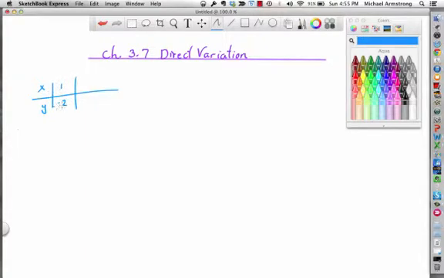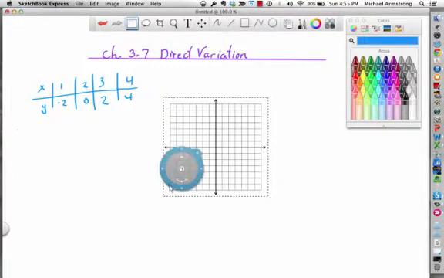When x is 1, y is negative 2. When x is 2, y is 0. When x is 3, y is 2. Notice how as our numbers are going up, these are getting larger. These numbers are also getting larger. And then the last one is 4 and 4. So we can see 1, 2, 3, 4, negative 2, 0, 2, and 4. So this is growing by 2 every time. And we can put in our graph again.